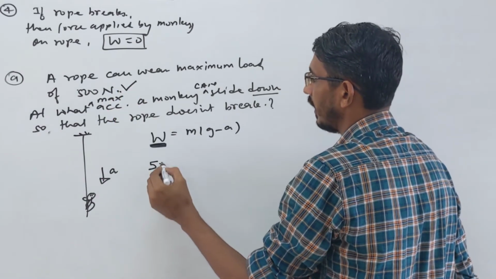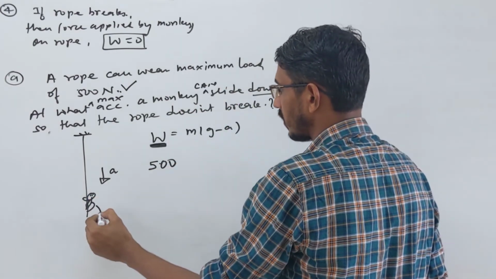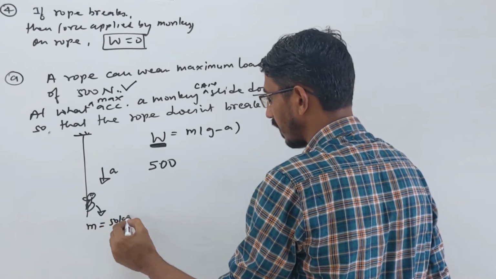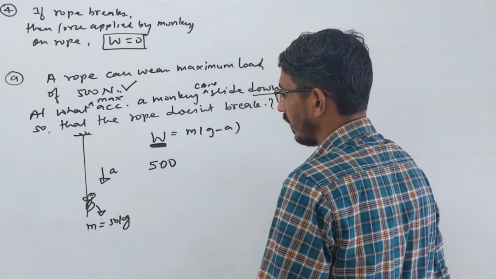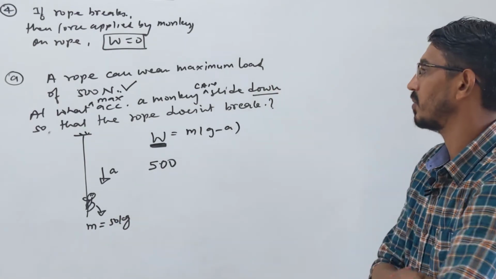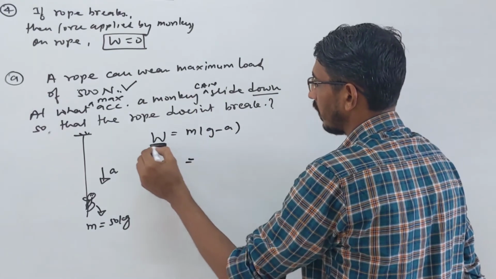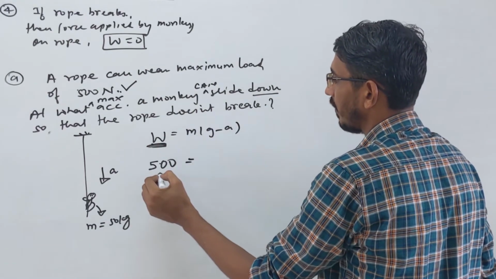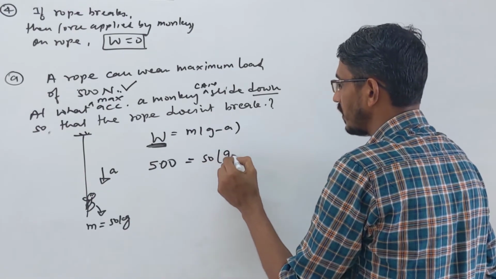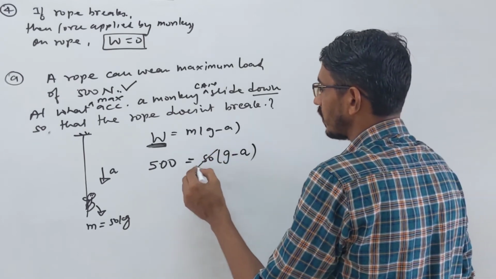Okay, 500 Newton. Here one more thing should be given: the mass of the monkey. Say 50 kg, roughly I am writing anything. 50 kg is the mass of the monkey. The monkey mass will be given to you. So this is equal to what? The maximum load it can bear, 500, is the maximum apparent weight of this monkey. Mass given 50, times g minus a. Correct?